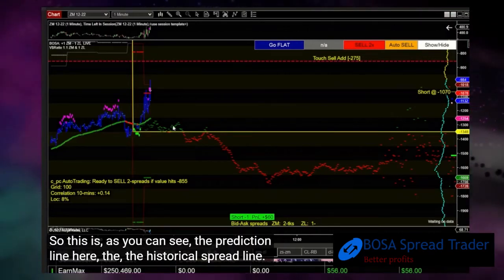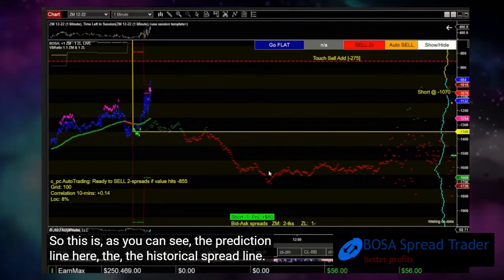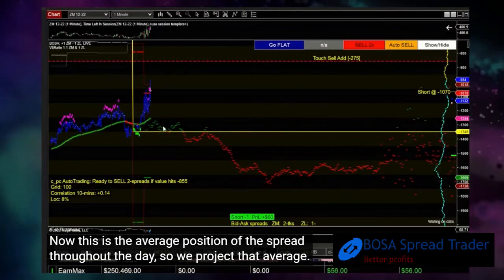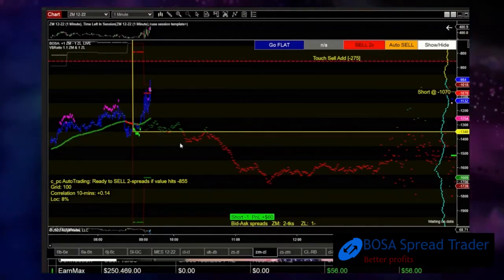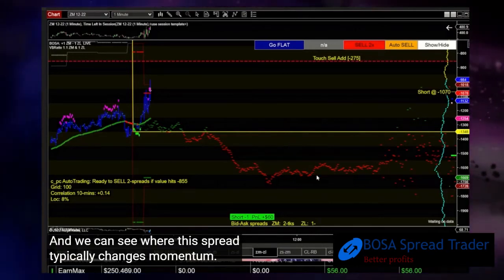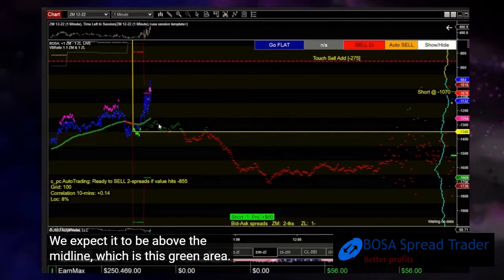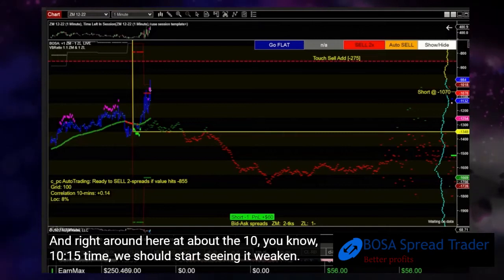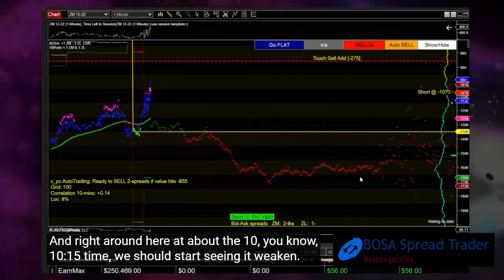So this is, as you can see, the prediction line here, the historical spread line. Now, this is the average position of the spread throughout the day. So we project that average forward, and we can see where this spread typically changes momentum, it changes direction. As the day unfolds, we expect it to be above the midline, which is this green area, and right around here at about the 10:15 time, we should start seeing it weaken.